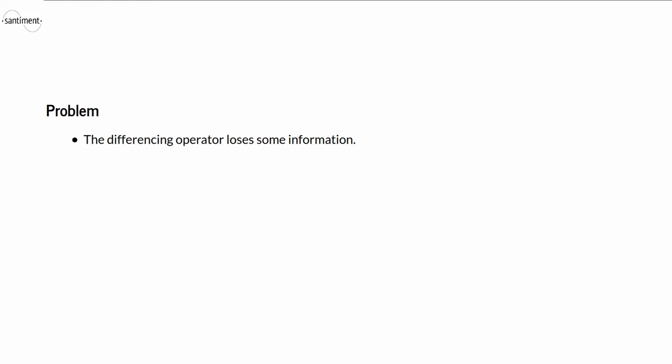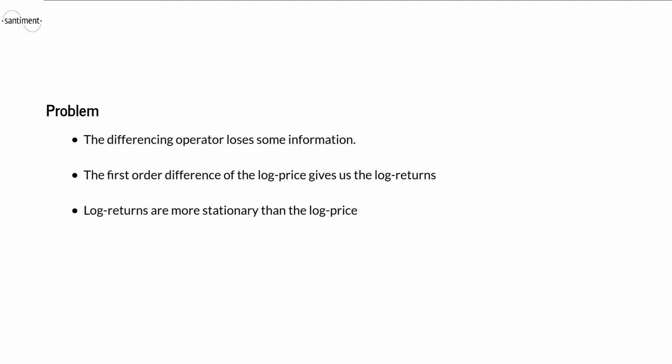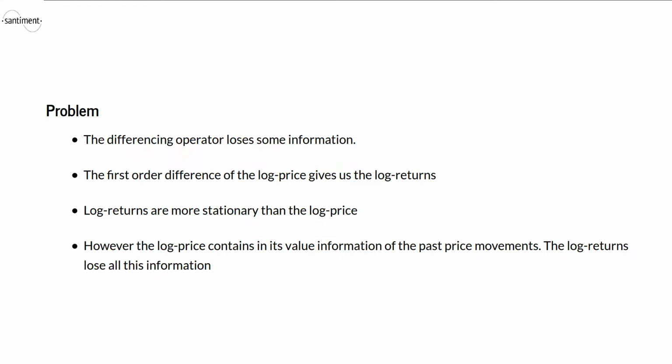But there is a problem. This differencing operator loses information. And we can see this best when we look at price. If you take the log prices and we apply this differencing operator, we will get the log returns. And log returns look to be more or less stationary. And the log price is not stationary. So this operator works. But there is a problem. We have lost some of the information that was contained in the price.